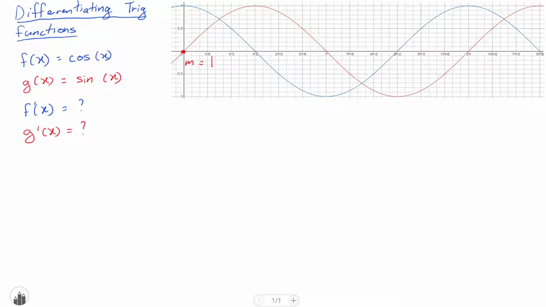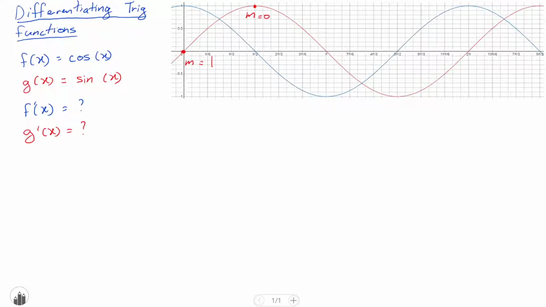Now, if we keep following our sine curve, then you'll see just over here where we have x equals pi over 2, at this point here, what's going to be our gradient? Our gradient at this point is going to be 0, right? Let me just put that down here. Your gradient at this point is 0. Cool. So far, so good.